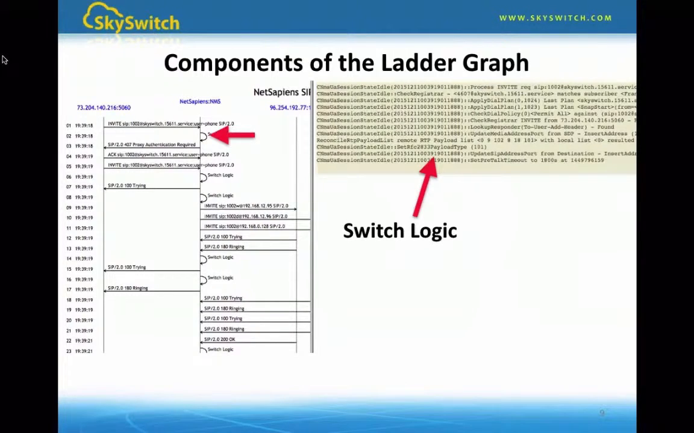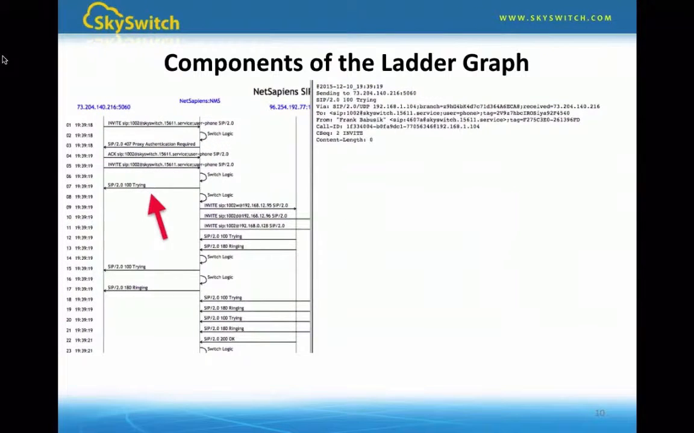It's very important because it gives you context to what's happening. You can see that between the first event, which was the invite, and the second event, which was the PBX saying, hey, give me your credentials, this is what's happening in the switch. So it's figuring out who that user is and what their priorities are. And I'm going to speak more about that in a little bit.